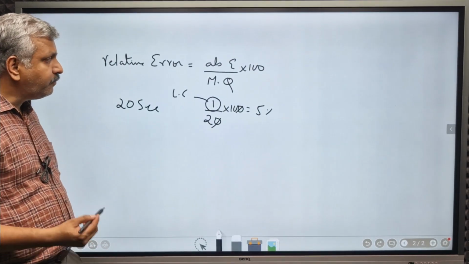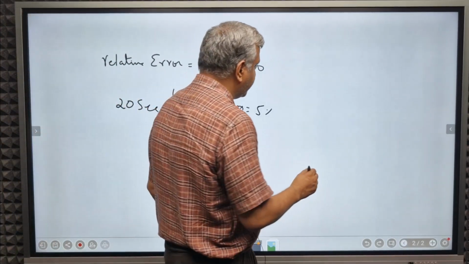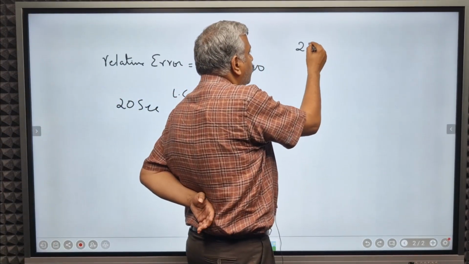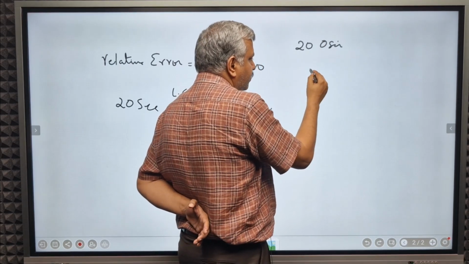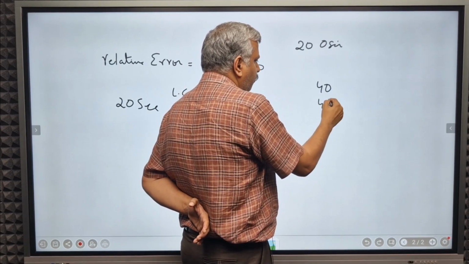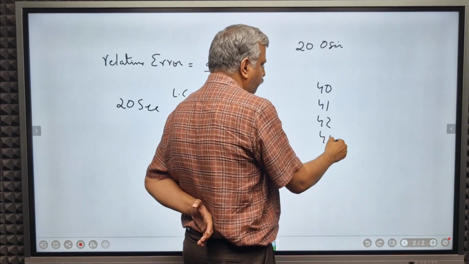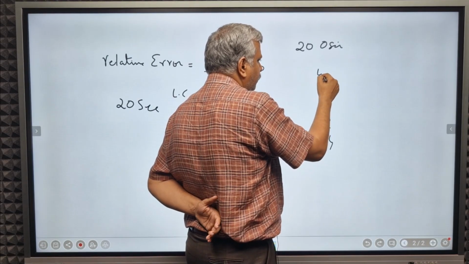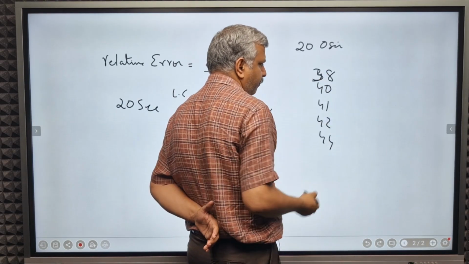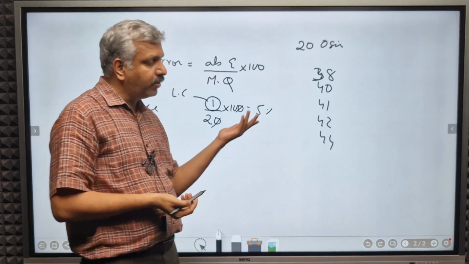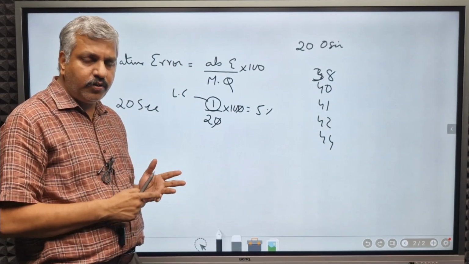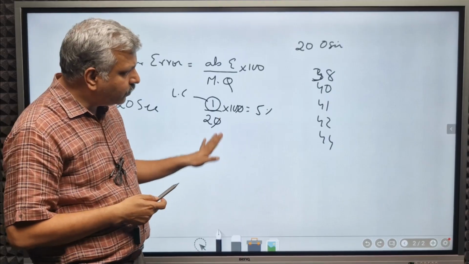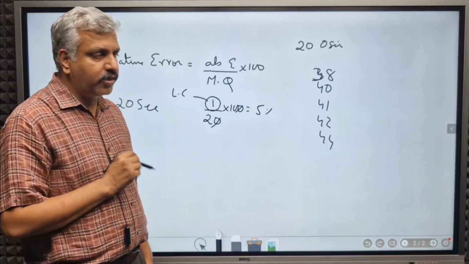Now sometimes they are asking you questions like this. Suppose I am measuring 20 oscillations of a pendulum, and the time measured is 40, 41, 42, 44, and let's say 38. And they are asking you what is the absolute error and percent error. So the way you go ahead is first find out what is the measured quantity.